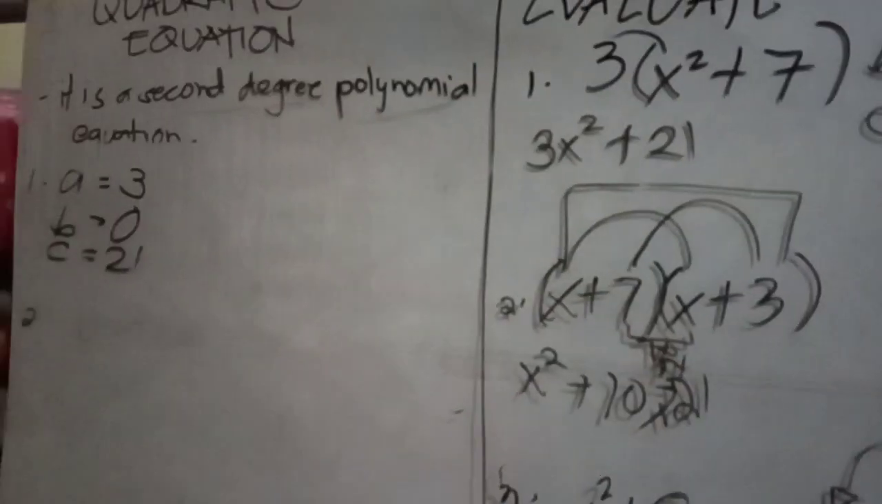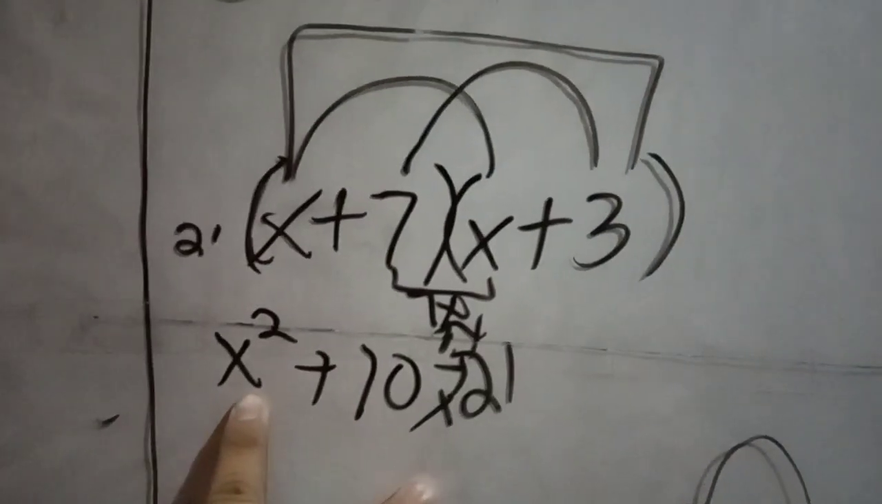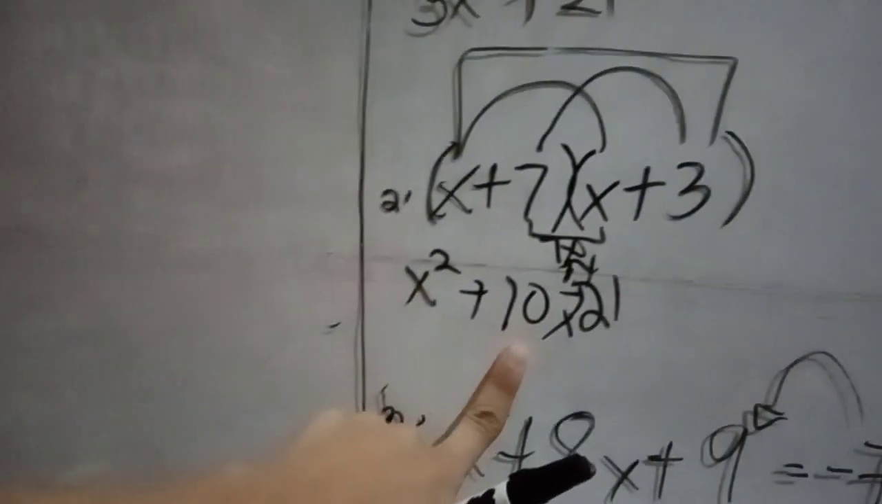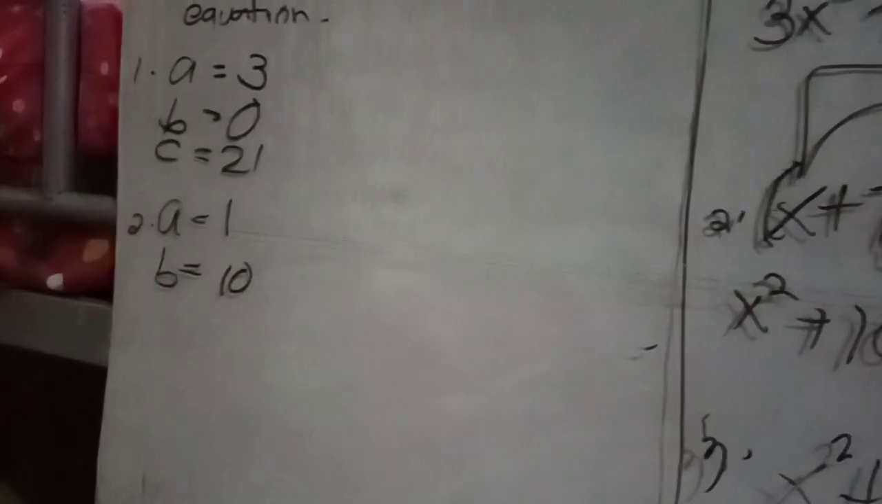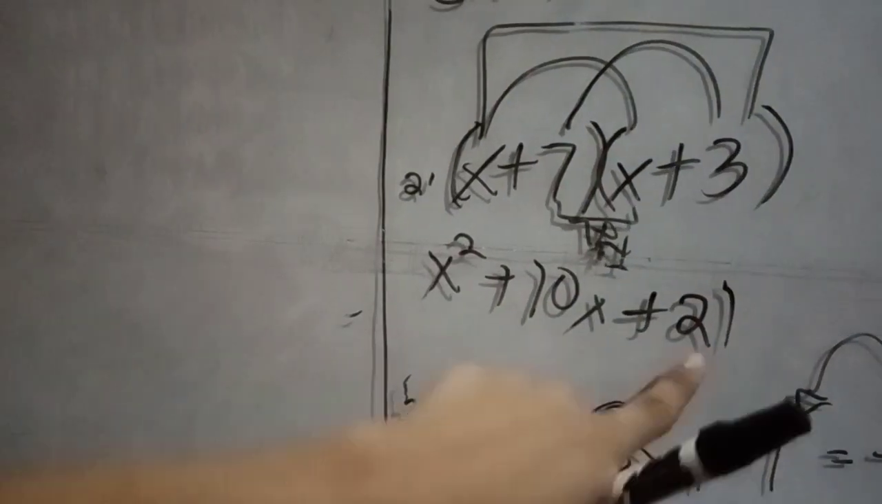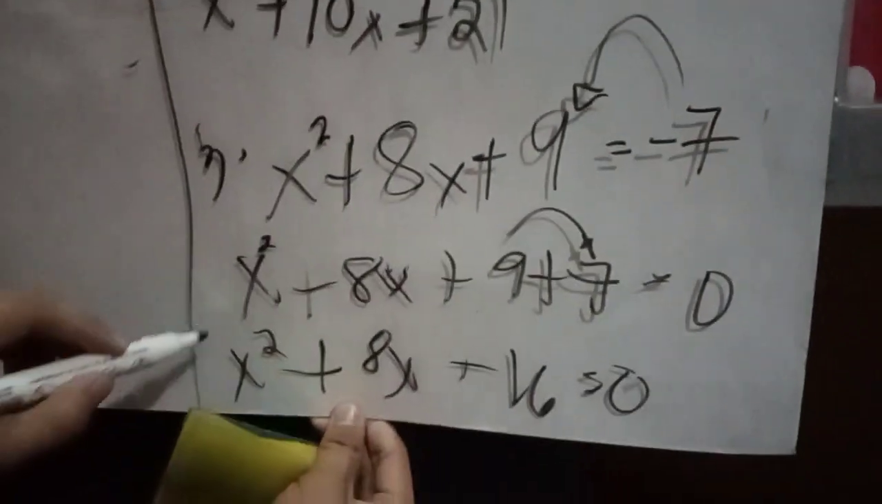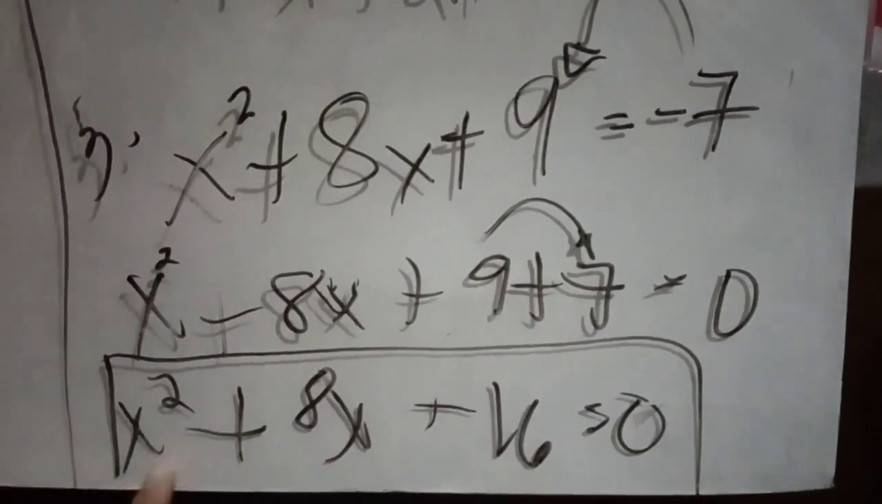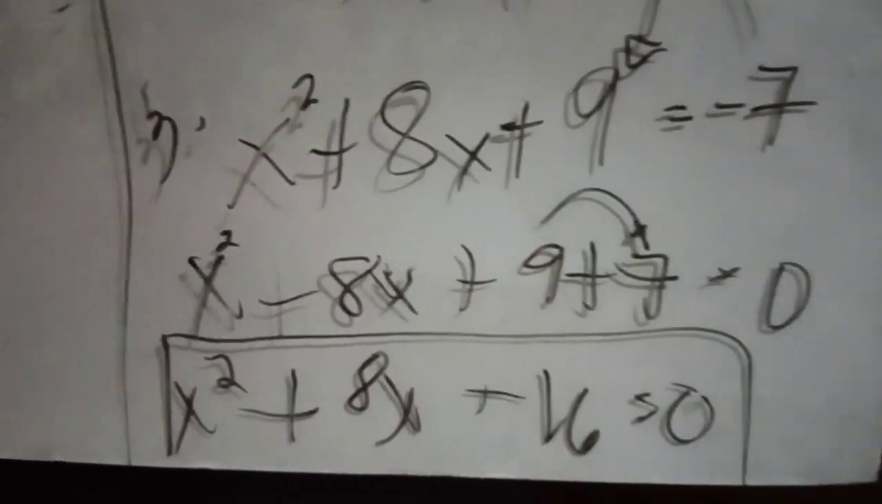Next. This one. So now the quadratic term is 1, since there's no whole number written. Next, the linear term is 10. Then the constant is 21. So now, the final answer is x squared plus 8x plus 16 is equal to 0. So now, 8, find again.